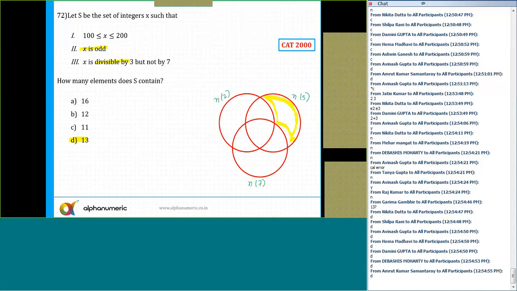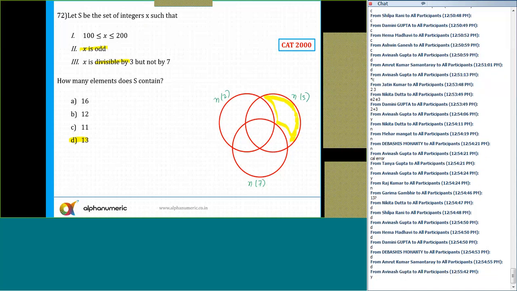Because this is the region that is a multiple of 3 but not a multiple of 2 and not a multiple of 7. So we are basically looking for this value here. We do not need to calculate everything. We are looking for only the numbers which are multiples of 3 but not of 2 and not of 7. Let's calculate quickly.